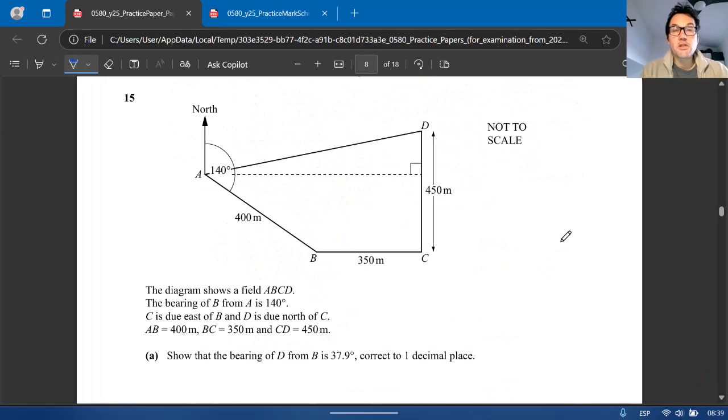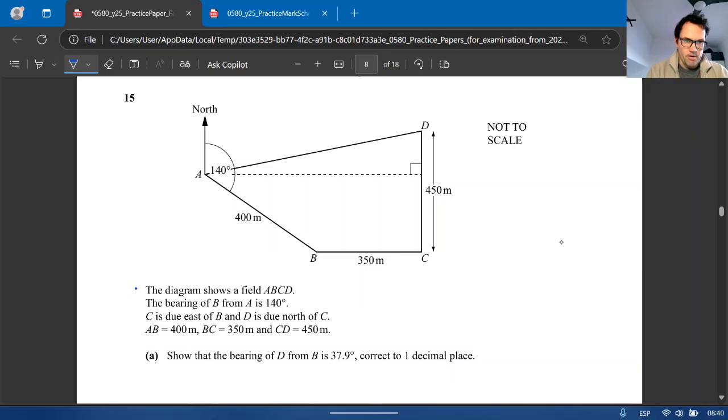Moving on to question 15, and it looks like there's a lot going on. We just need to go through every little bit of detail very slowly. They tell us this quadrilateral here, ABCD, is a field. Imagine sheep grazing. The bearing of B from A is 140. Let's get as much out of this as possible.